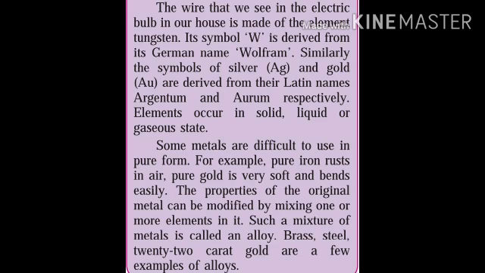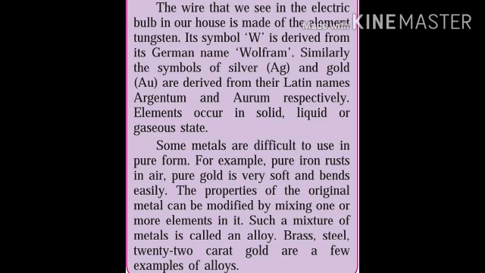The wire that we see in the electric bulb in our house is made of the element tungsten. Its symbol W is derived from its German name Wolfram. Similarly, the symbols of silver, Ag, and gold, Au, are derived from their Latin names argentum and aurum respectively. Elements occur in solid, liquid or gaseous state.